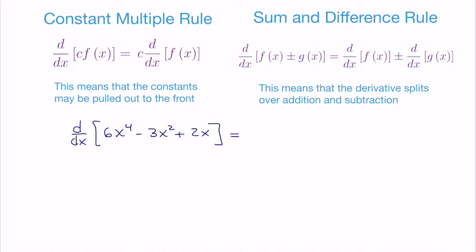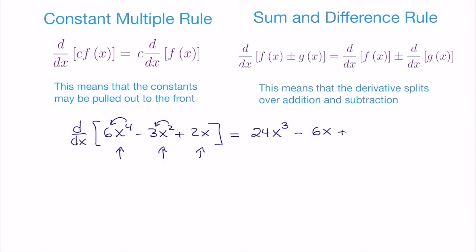Now we do it faster. We know it splits, so we can take the derivative of this term, then this, keeping the signs. So the 4 multiplies to the front, and you get 6 times 4, which is 24x, and lower the power by 1, 24x cubed. Keep your sign, and then multiply the 2 to the front to make 6x, and 1 power less is just x.